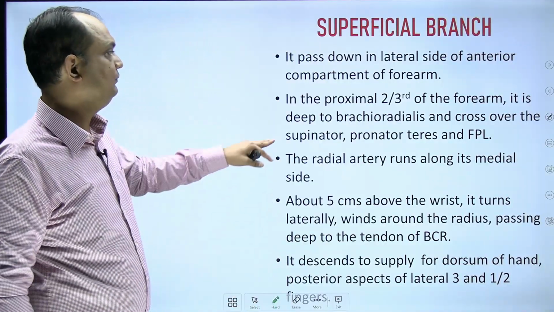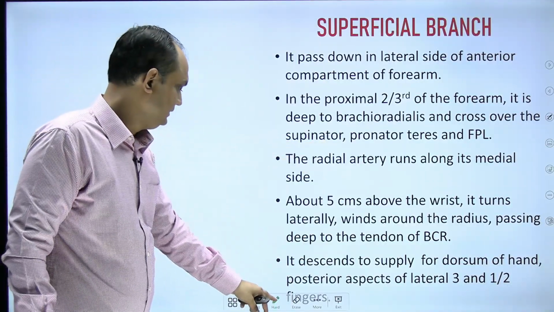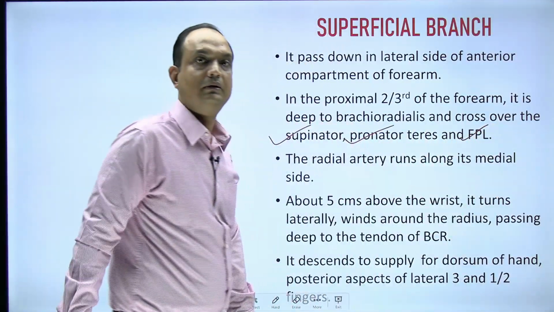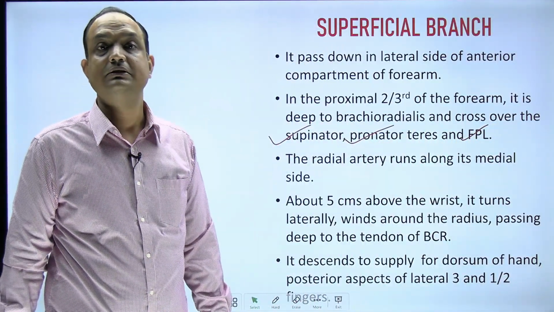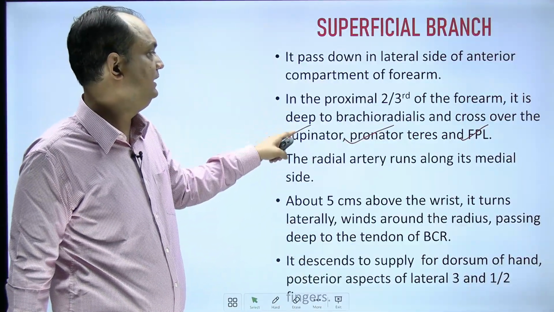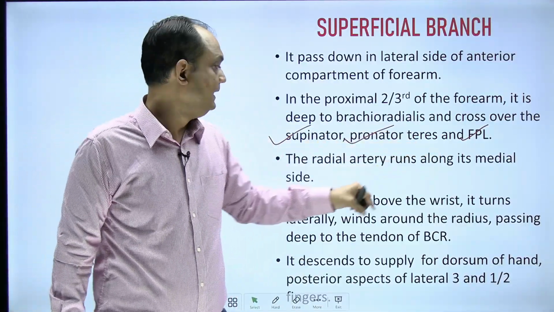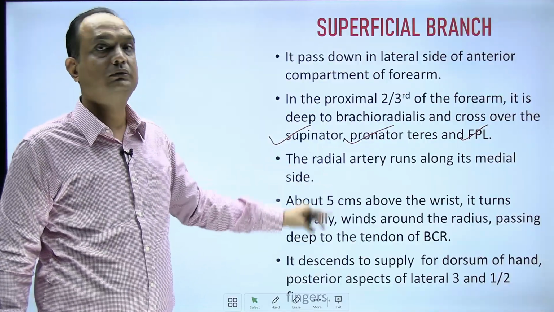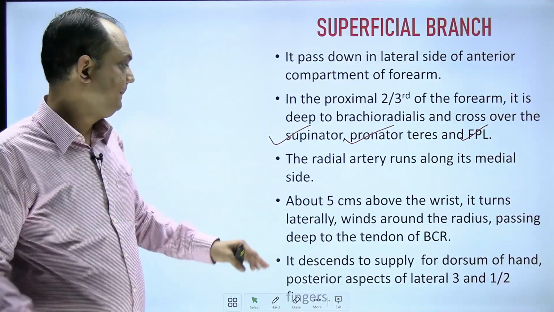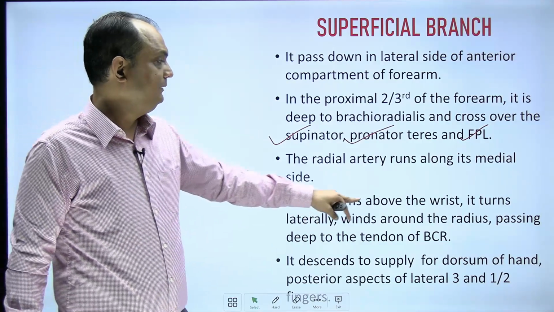While it runs on the lateral border deep to the brachioradialis, it crosses three muscles. From above downward, first it crosses the supinator, then the pronator teres, and finally it lies on the flexor pollicis longus. So it runs deep to the brachioradialis on these three muscles, and the radial artery also runs along with the nerve on its medial side. Clear?